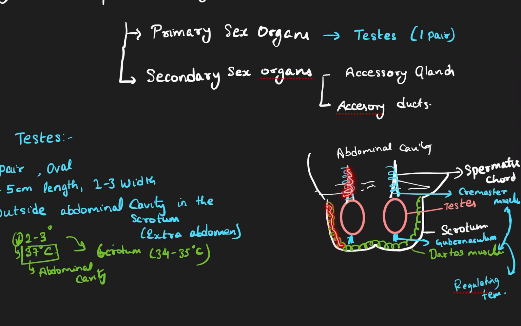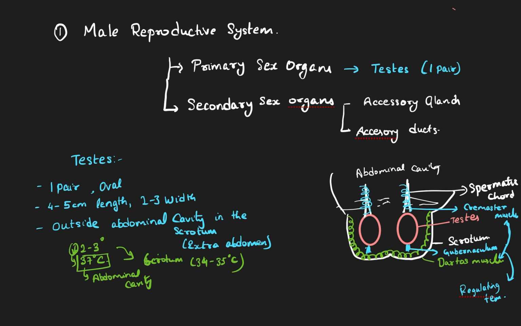Here there is the dartos muscle, here there is the cremaster muscle which regulate the body temperature, and this outer pouch is known as the scrotum, where the testes are present inside, and below, the testes are attached by the gubernaculum. Okay, so the gubernaculum is present here. So this is the structure of the testis, the location of the testis, and I explained to you the function of these different terms.